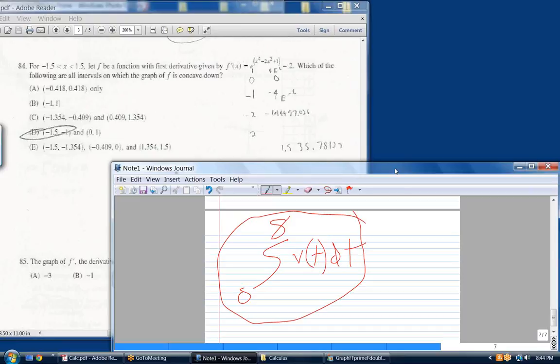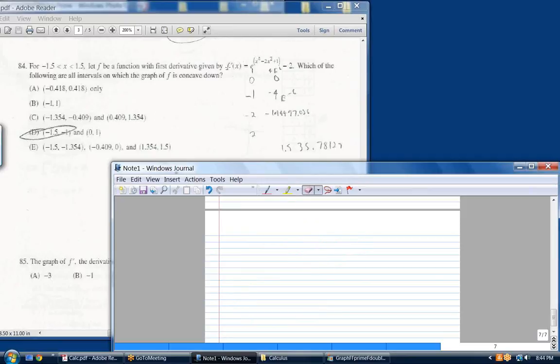Concavity. Concave up on any interval where y double prime is greater than 0. Concave down on any interval where y double prime is less than 0. That's the second derivative concavity test. So we're looking at the first derivative, so we need to take the second derivative of this and figure out on which intervals it's positive or negative.